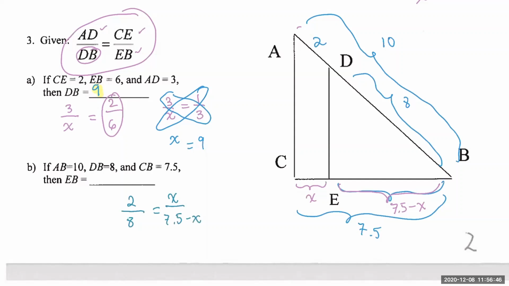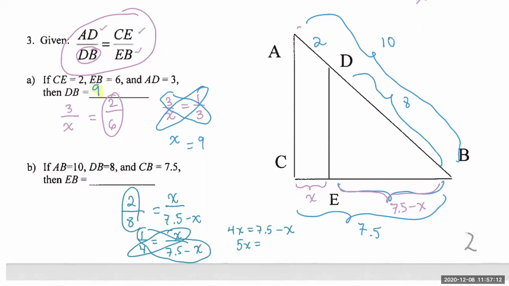Now I notice that I can reduce the 2 8s, so I'm going to go ahead and do that first. So that might help me in my calculation. So 2 8s is 1/4. And then cross multiply from there. You guys have 4x is equal to 7.5 minus x. Add an x on both sides. So 5x equals 7.5. Divide through by 5.